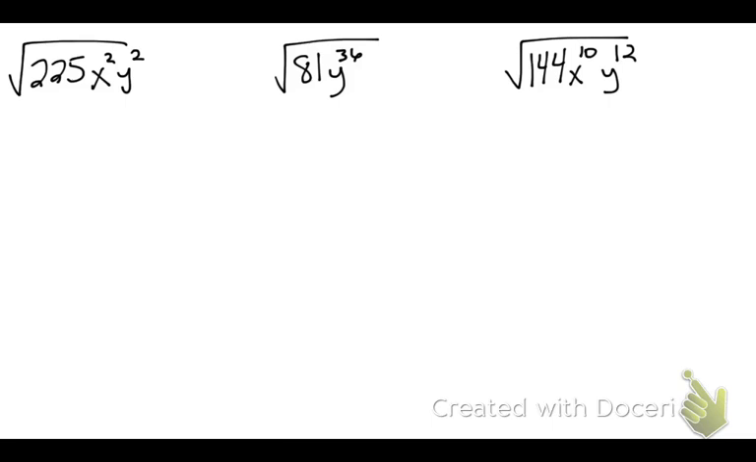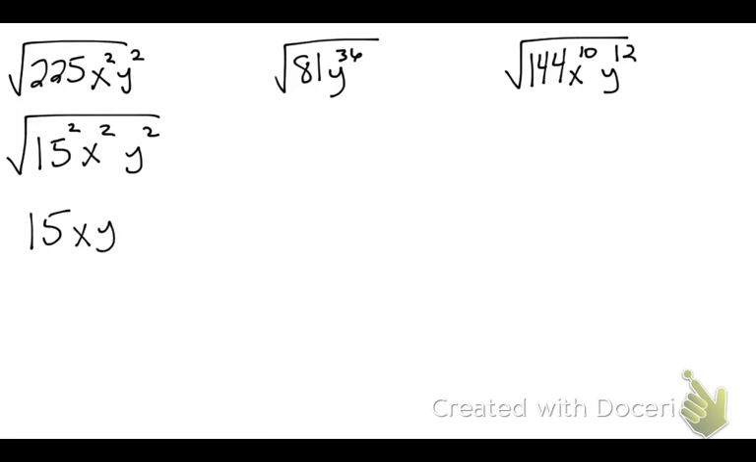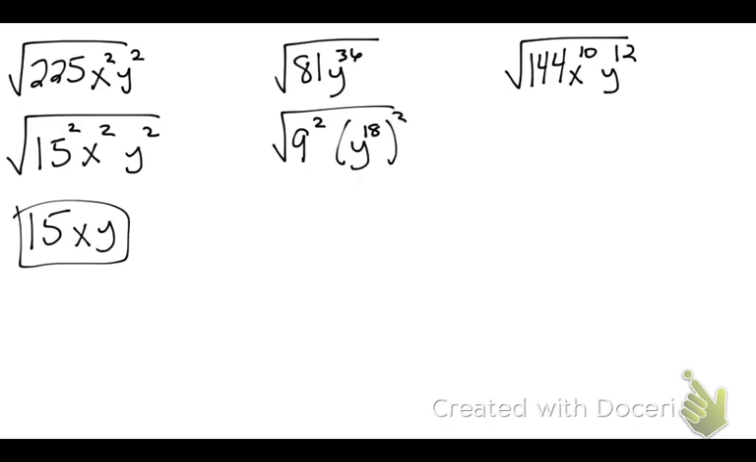Alright, let's see how you did. Well, 225 is the same thing as 15 squared, which means for the first one, our final answer would be 15xy. For our second one, we know that 81 is 9 squared, and by power to a power, y to the 36th is y to the 18th squared. So our final answer must be 9y to the 18th.